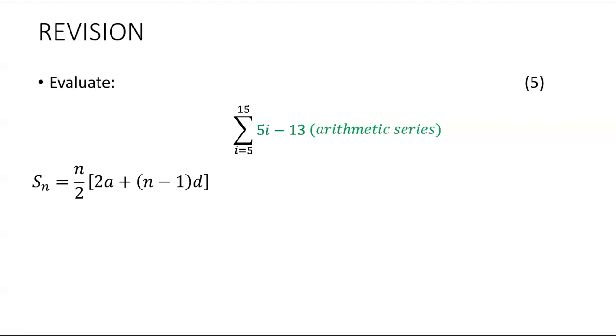Now we need to find all the variables here: a, n, and d. To find n, you take the upper bound, which is 15, whatever you have on top of your sigma notation, and minus your lower bound. The lower bound is the number you normally find at the bottom of your sigma notation, which also indicates where you are going to start adding from.